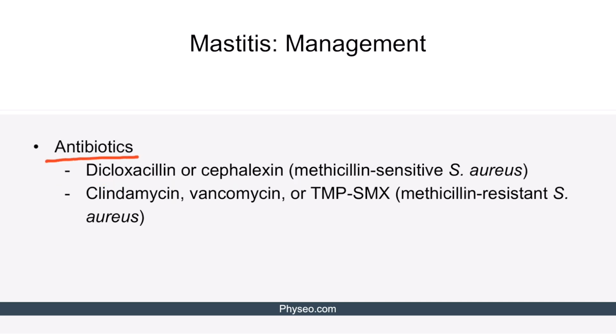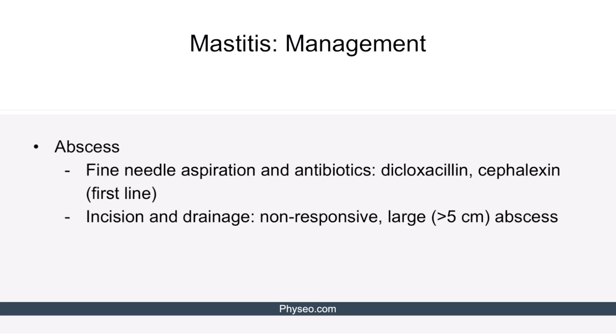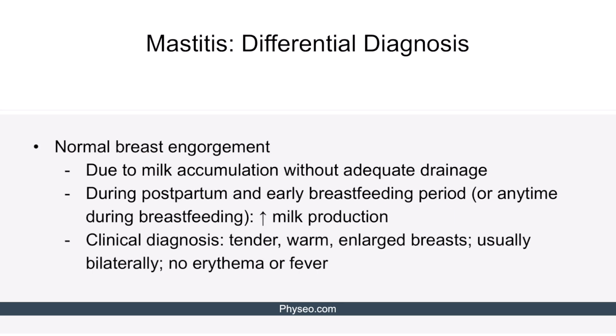Antibiotics used in mastitis include dicloxacillin or cephalexin for methicillin-sensitive Staphylococcus aureus, and clindamycin, vancomycin, or trimethoprim-sulfamethoxazole for methicillin-resistant Staph aureus. A breast abscess is managed with fine needle aspiration and antibiotics such as dicloxacillin and cephalexin as first-line treatments. Incision and drainage are required for lesions that are non-responsive to first-line treatments or for an abscess that is larger than 5 centimeters.